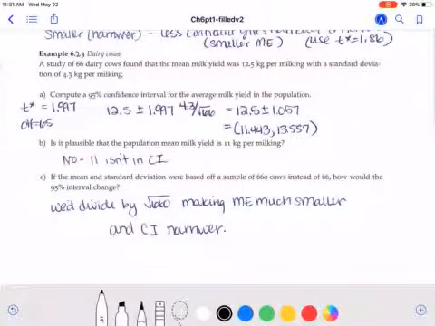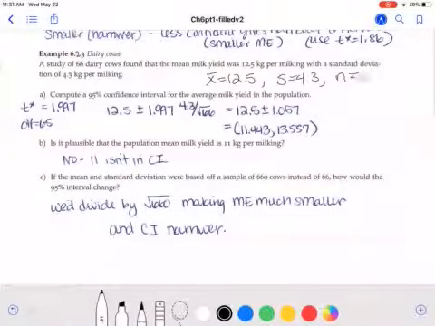A study of 66 dairy cows found that the mean milk yield was 12.5 kilograms per milking with a standard deviation of 4.3. So we were given the information of X bar being 12.5 and S being 4.3 based off a sample of size 66.